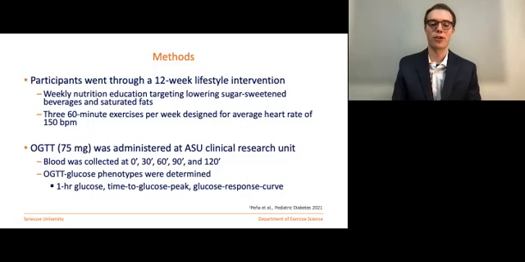Now, a 75 gram oral glucose tolerance test was administered at the ASU Clinical Research Unit, in which blood was collected at 0 minutes, 30 minutes, 60 minutes, 90 minutes, and 120 minutes. The OGTT glucose phenotypes of 1-hour glucose, time to glucose peak, and glucose response curve were then determined from this blood collection.